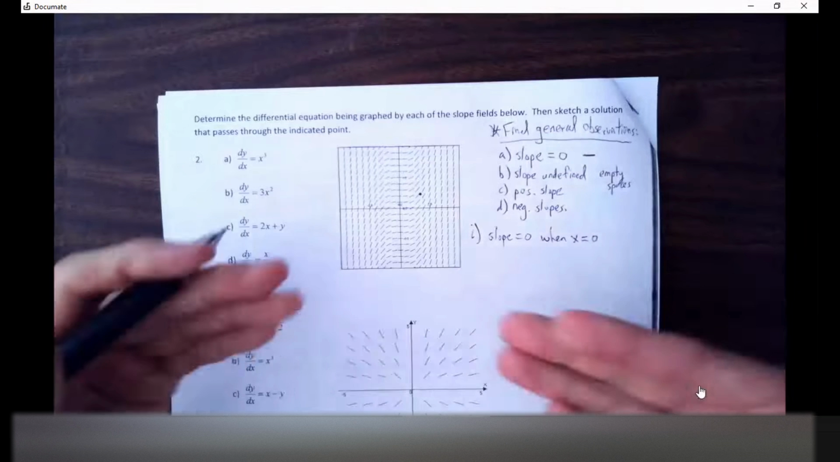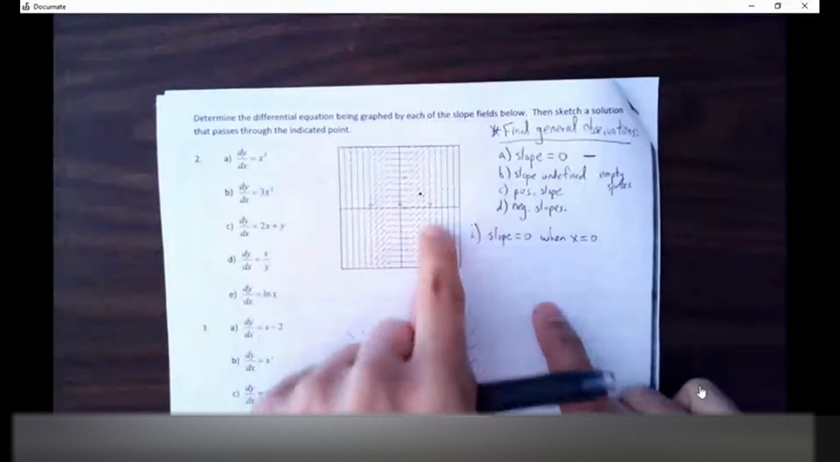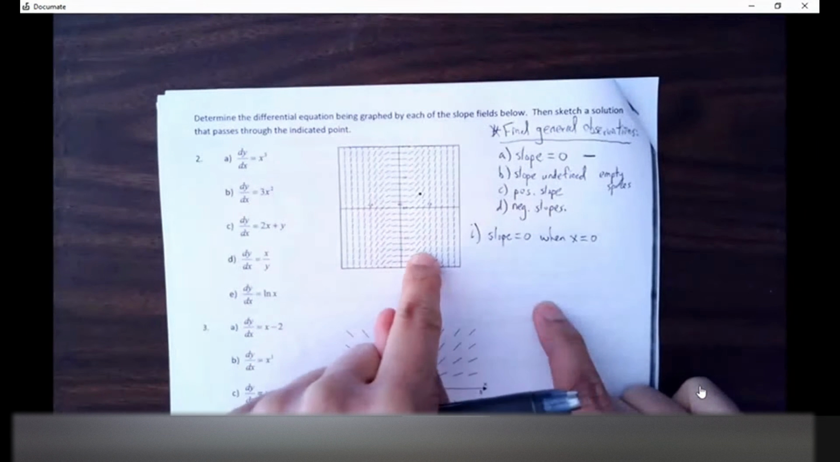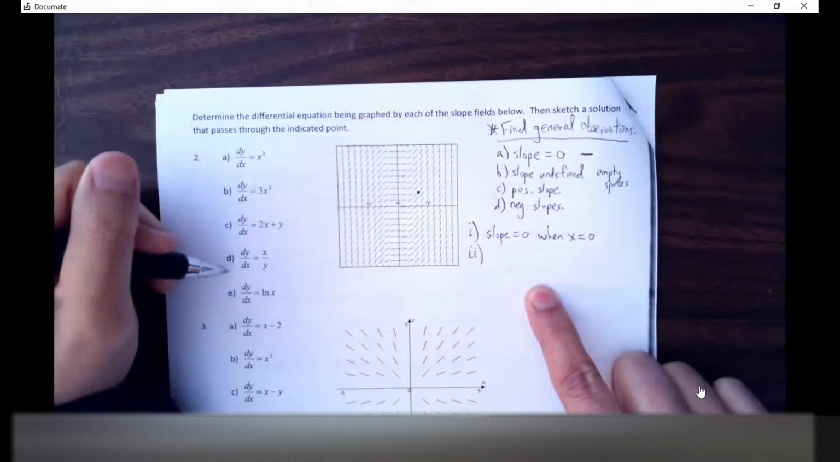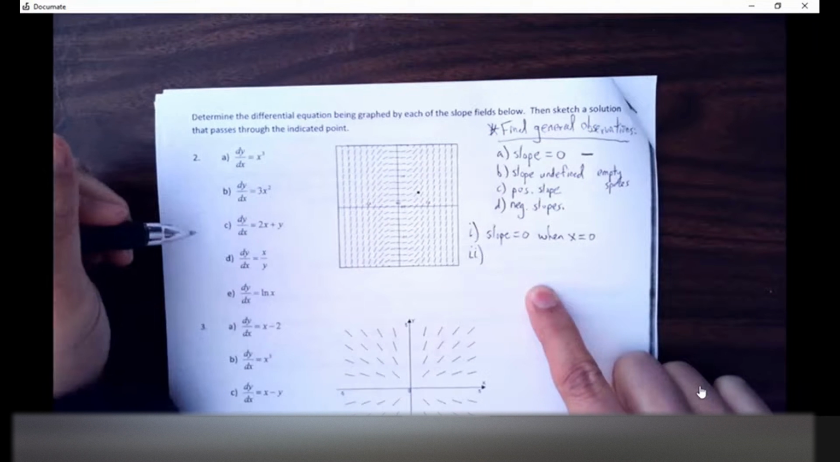Slope undefined: I don't see any gaping regions where there are completely empty spaces, right? So I don't see any slope undefined. That's an observation I can make. That means if something I see is creating a slope undefined, then I can eliminate that choice, right? So no slope undefined that I see.